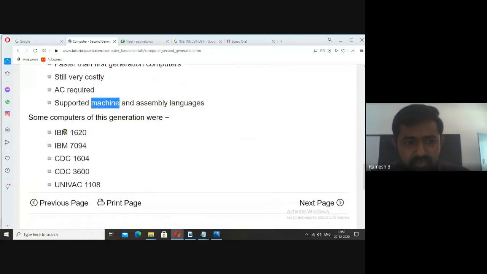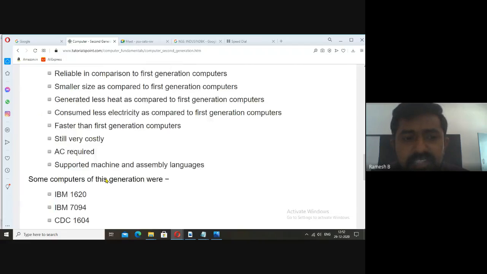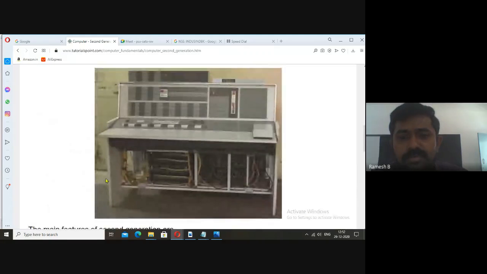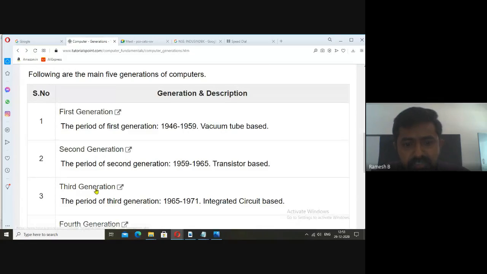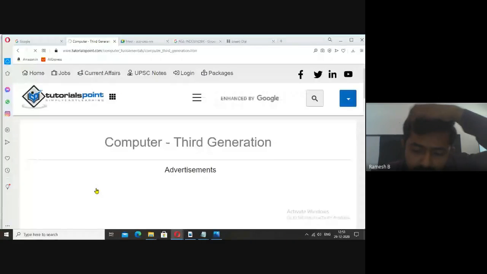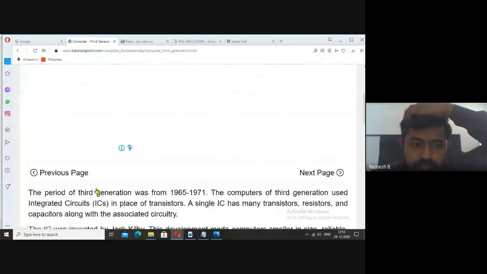The names of those computers were IBM 1620, IBM 7094, CDC 1604, CDC 3600, UNIVAC 1108. These are the examples for the second generation computers. I'll go for the third generation. It was from 1965 to 1971.